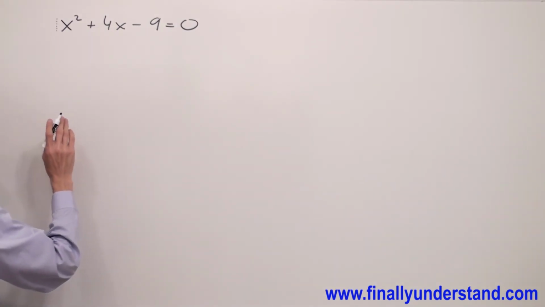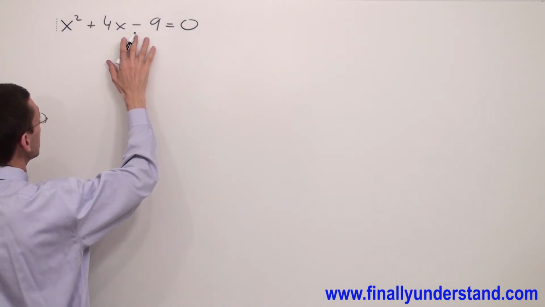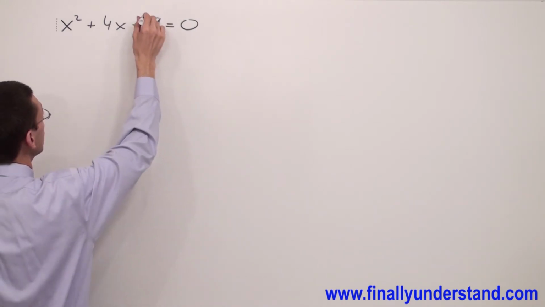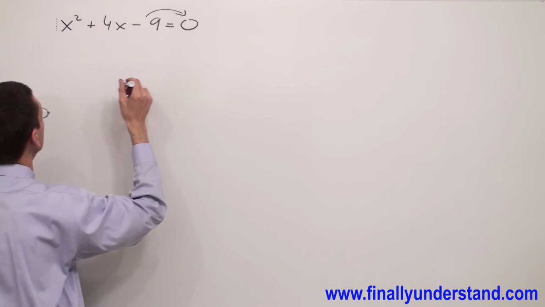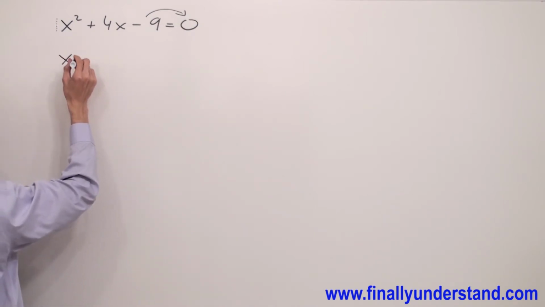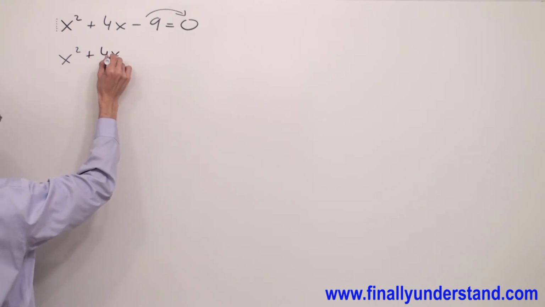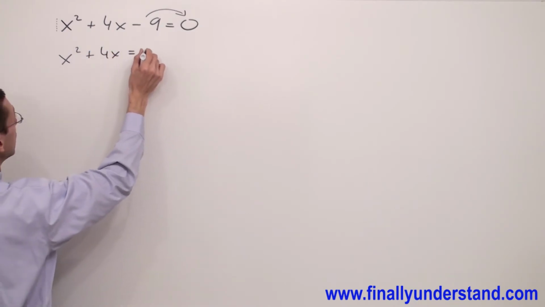Next, you're supposed to make sure that you move your constant to the right side. You have to move the constant to the right and simply copy down whatever is left. I have x squared plus 4x is equal to 9.